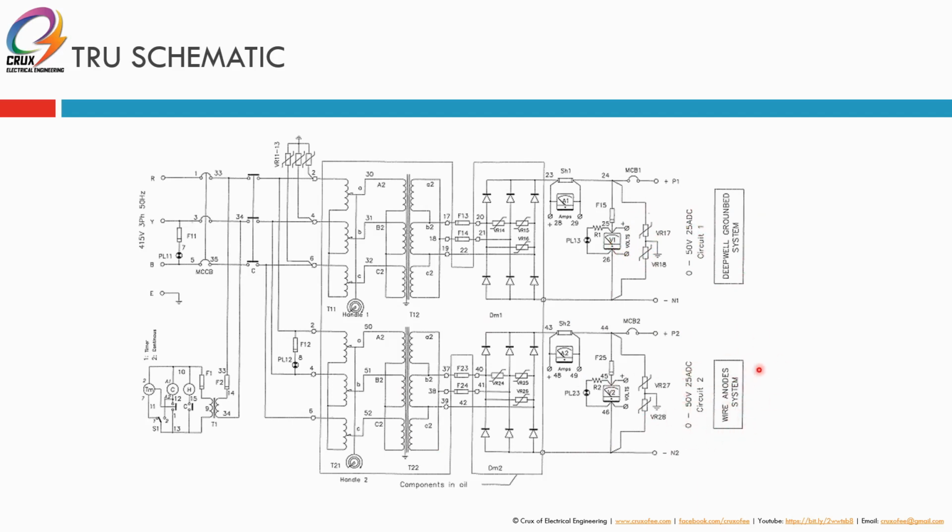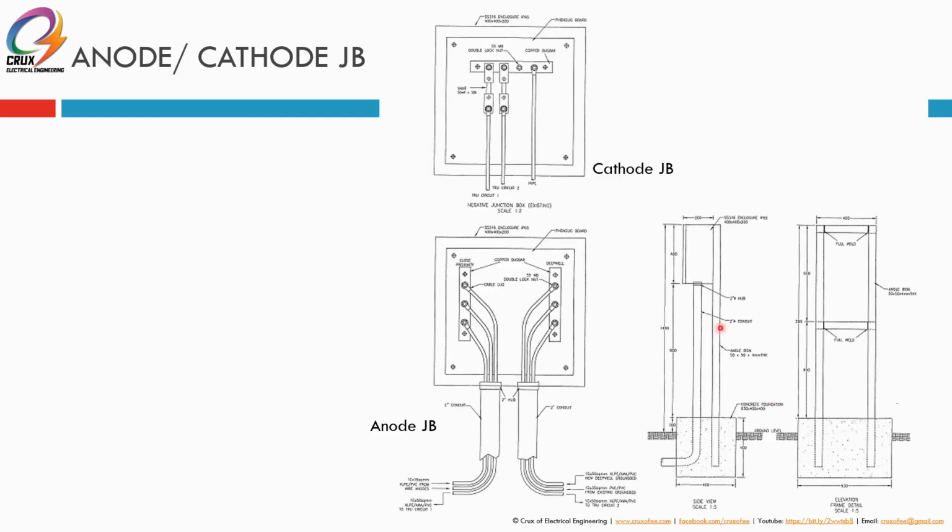If it goes to a shallow bed system, the anode cathode JB is just a normal JB. You have a JB, junction box, containing a bus bar, which will connect TRU circuit 1 and TRU circuit 2, which come from your transformer rectifier unit, and one cable or more may go to 1 or 2 pipelines to be protected. So this is another anode JB.